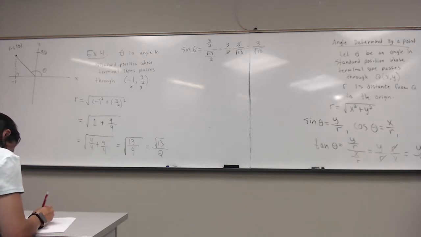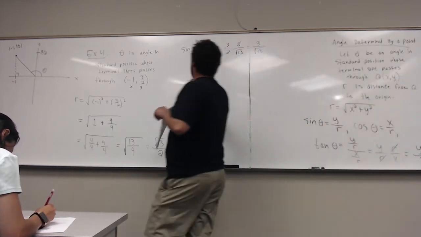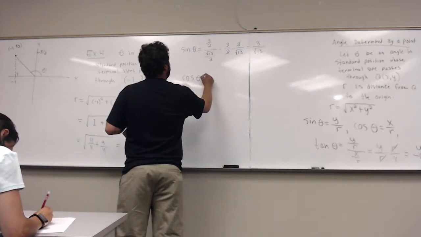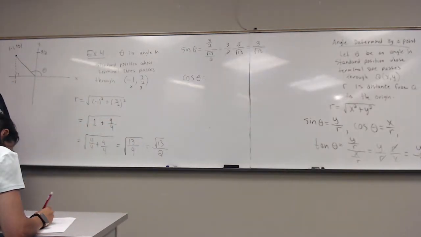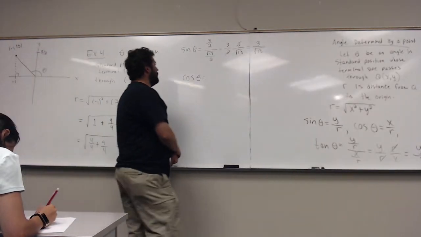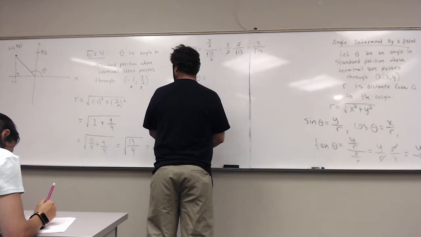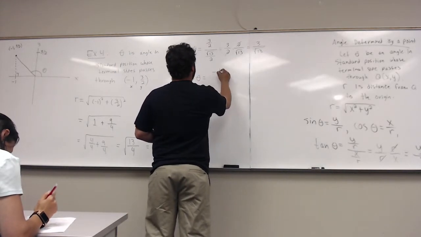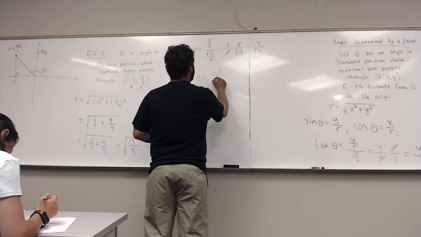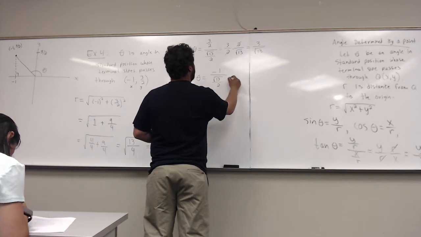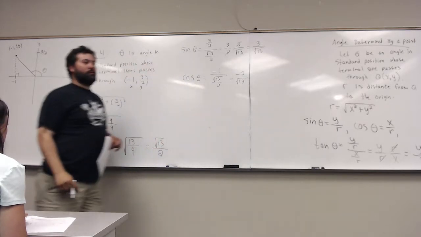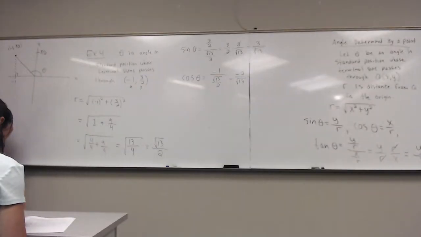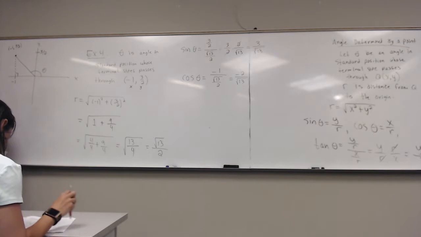Okay. And then what about cosine theta? What am I going to get when I do that? So you get negative 2 over root 13, you said? Yeah, I think that's right, because you do minus 1 over the distance r, root 13 over 2. Yeah, and when you multiply by the reciprocal, you get minus 2 over root 13. Perfect.